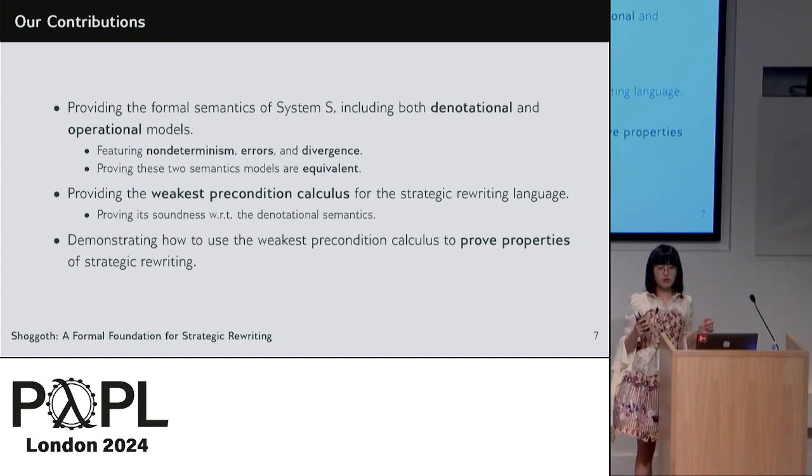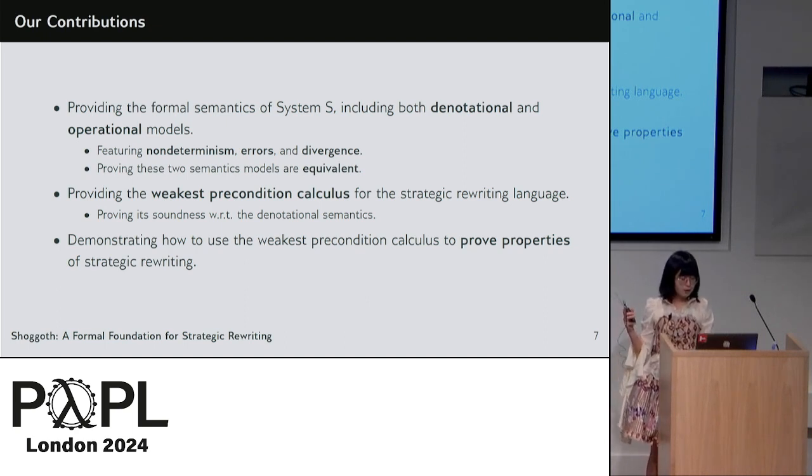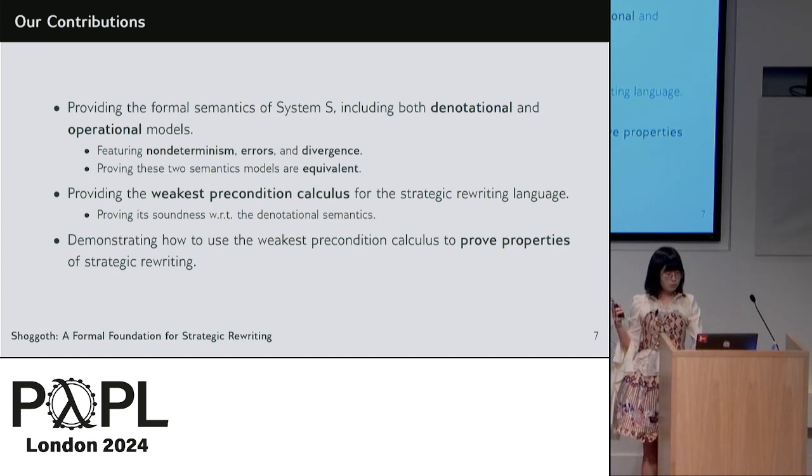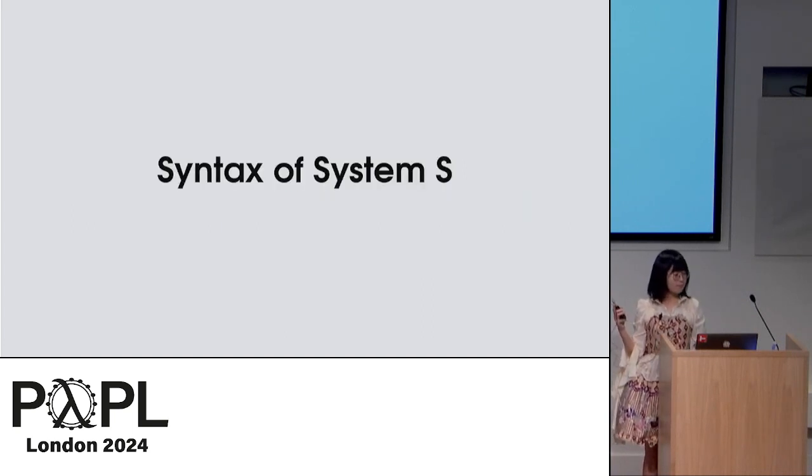So our contribution is that we provide denotational and operational models for System S featuring non-determinism, errors, and divergence. Especially, we have angelic non-determinism for errors and demonic non-determinism for divergence. And we prove these two models are equivalent. And we provide a weakest precondition calculus for these strategic rewriting languages, and we demonstrate how to use this WP calculus to prove properties of strategic rewriting.